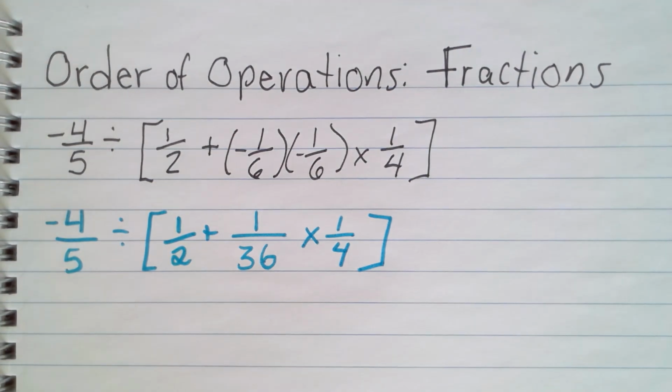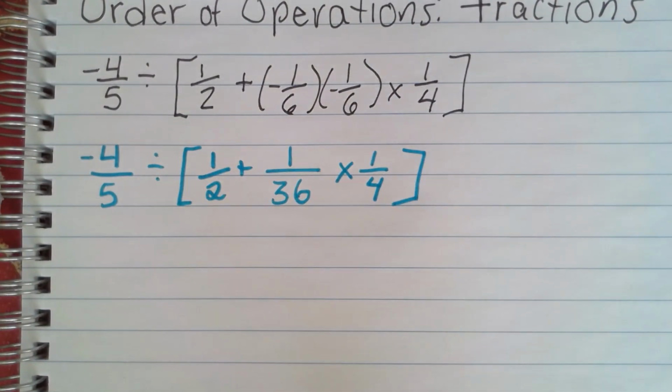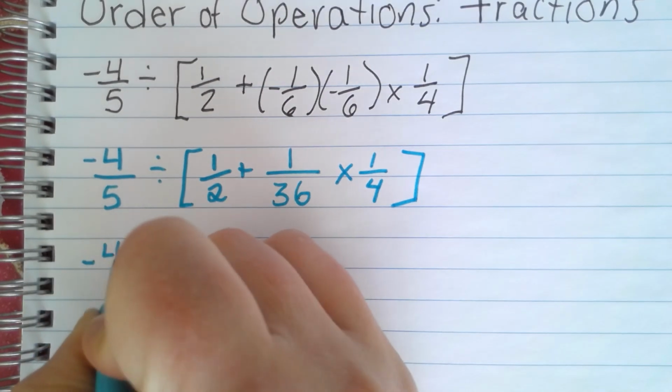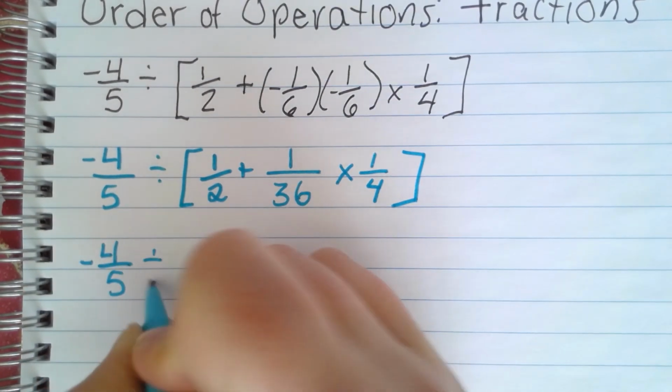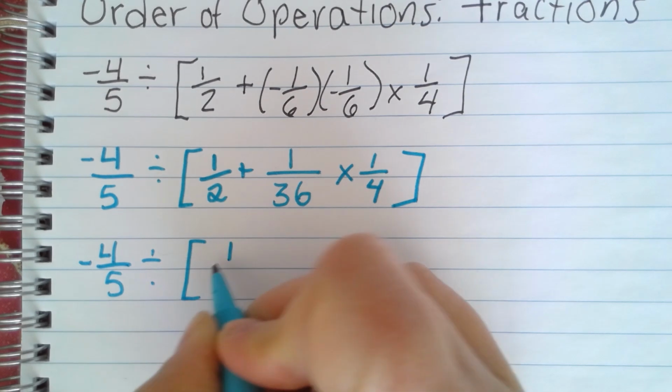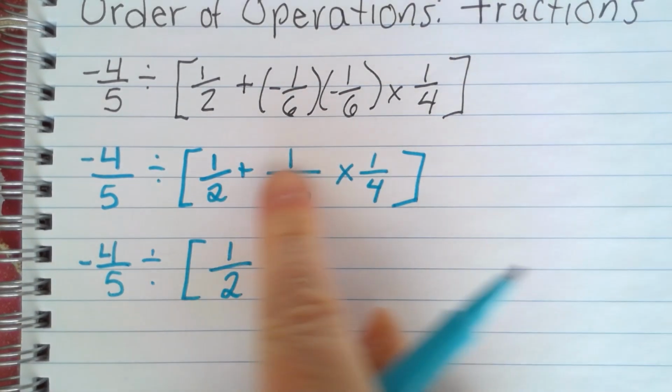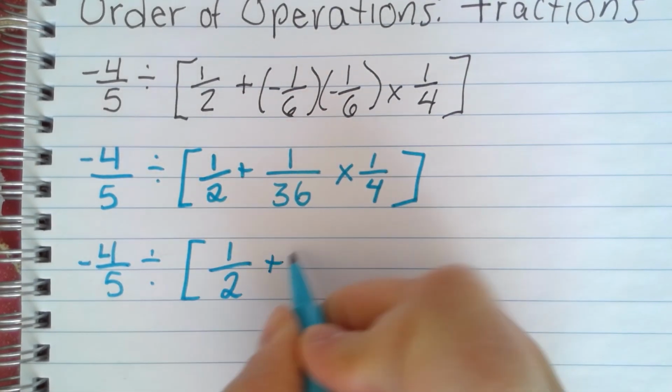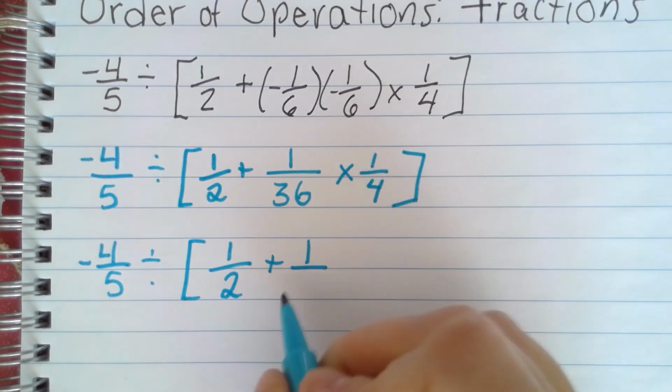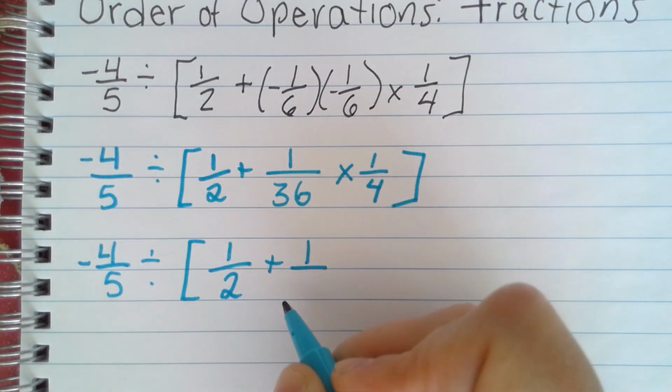Next, I still have a multiplication within my brackets, so I still need to do that prior to doing the addition that is there. So I'm going to have negative 4/5 divided by, that 1/2 is still not going anywhere, 1 times 1, 36 times 4 is going to give me 144.